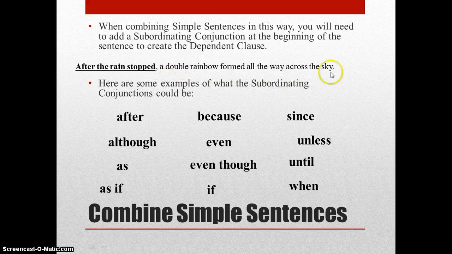An independent clause, such as this, is a simple sentence in our case. It can stand on its own. It doesn't need anything else. But a dependent clause depends on other words to create a full and complete sentence. So by adding the subordinating conjunction, or one of these other subordinating conjunctions, you create a dependent clause, and you can combine simple sentences in that way.